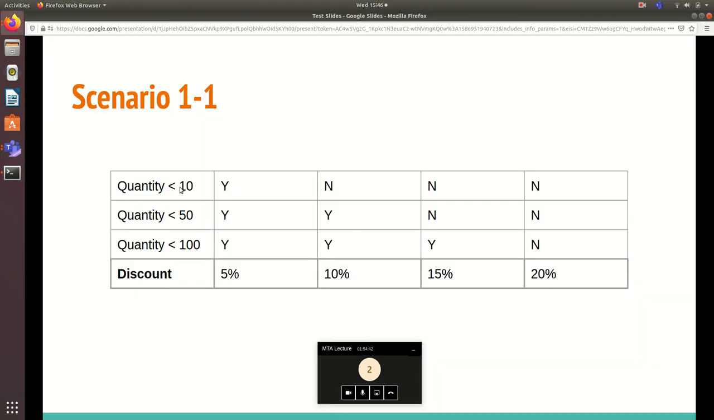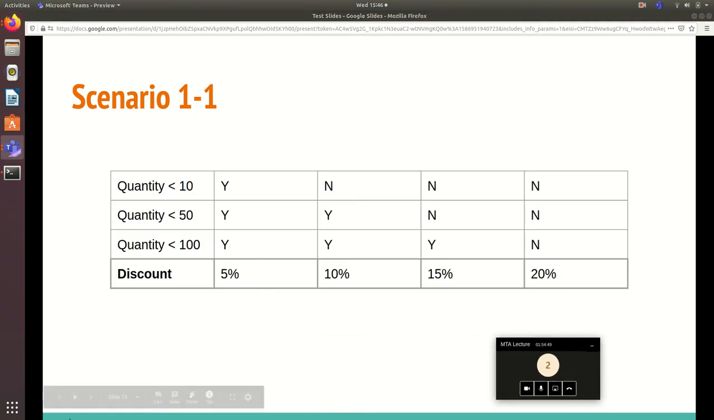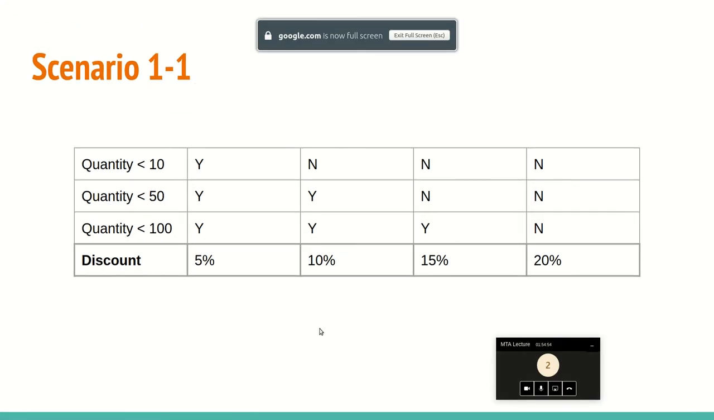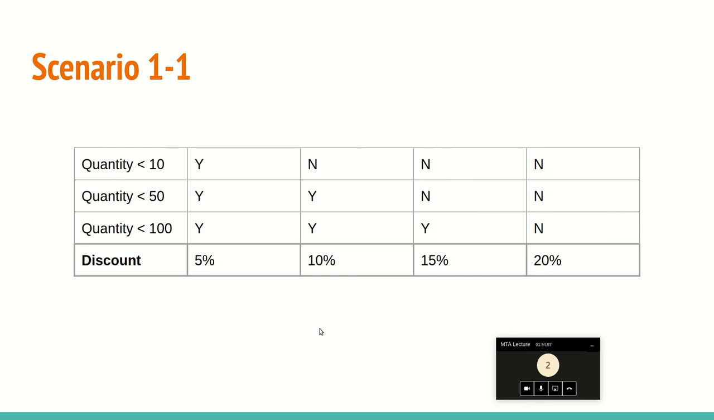I'm going to write up code that does this, but we must also know how to read the decision table. So let's read this decision table and make sure we understand how to read it. We have a variable called quantity, and it can hold any value, even negative values. What we want to determine is, given a quantity, what is my discount? So how do we do this?